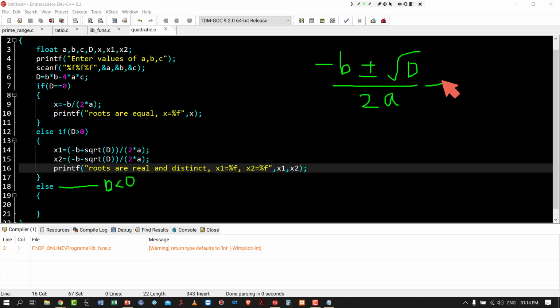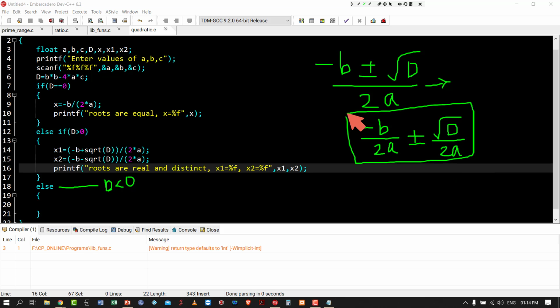I'm writing this statement into 2: minus b by 2a plus or minus root d by 2a. Any doubt in this statement? Anybody have any doubt in this statement? Okay.